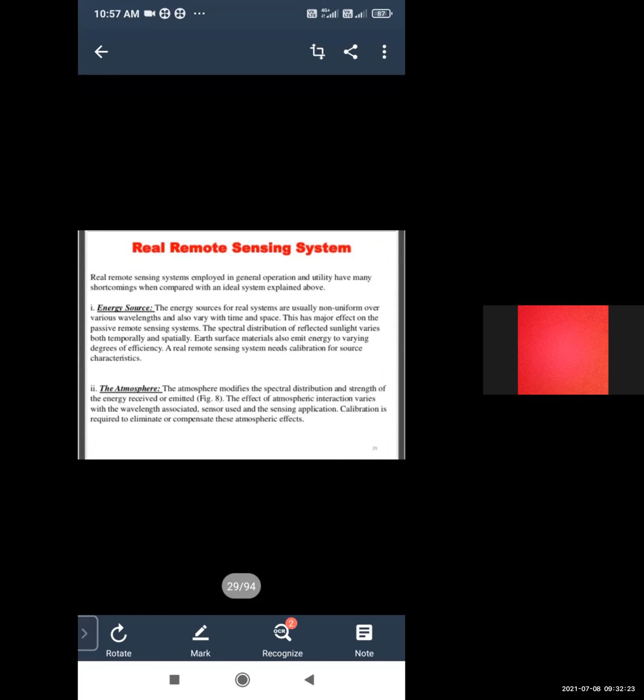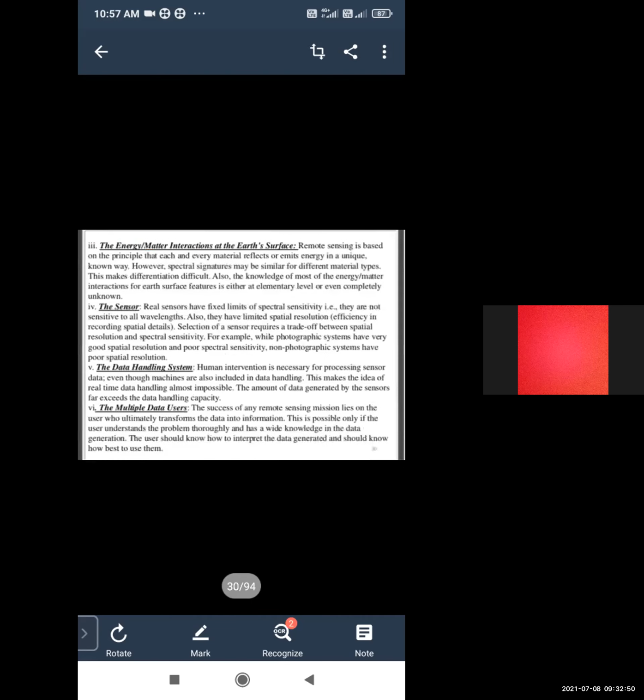So in the ideal condition, the atmosphere is non-interfering, but in a real remote sensing system, the atmosphere modifies the spectral distribution, and the strength of energy received or emitted is not the same. So the atmospheric effect is also calibrated for final analysis.